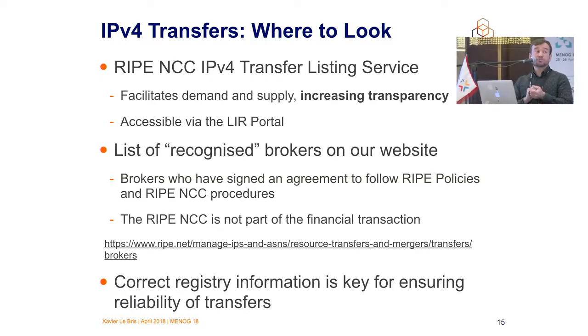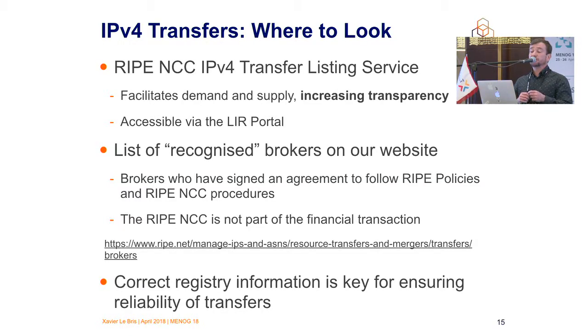So now, where to look to get a transfer? The RIPE NCC has a transfer listing service that you can access via your LIR portal. So if you're an LIR, you can get into your LIR portal, and there you have what is called the IPv4 transfer listing. You have people offering and people requesting to get a transfer. You would access this via the portal, so it means you need to have what is called a RIPE NCC Access account. If you don't have one, I would suggest that when you're back in the office, you ask your colleagues about it. If you have any question about it, by the way, I'm here today and tomorrow, so just come and ask me, I'm here to help you if you need.